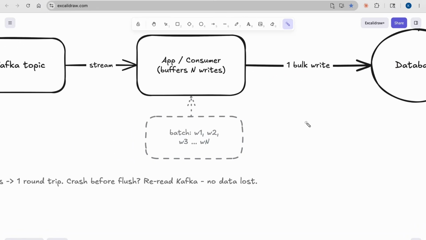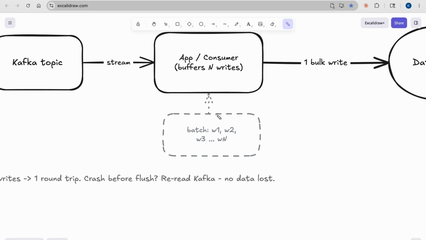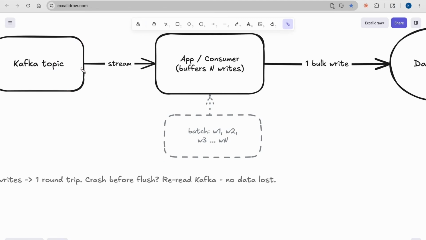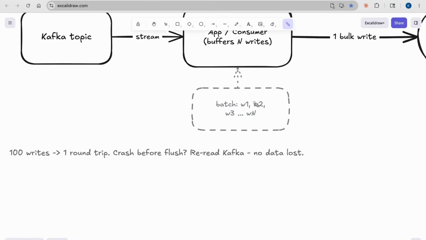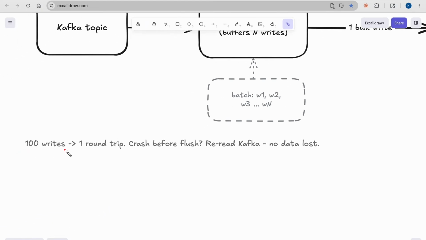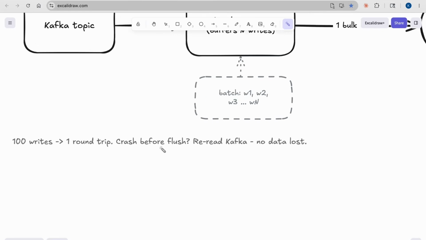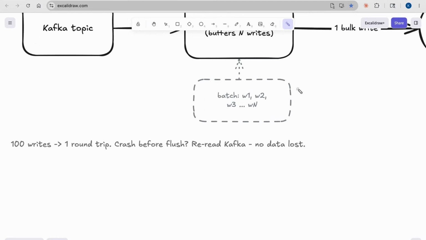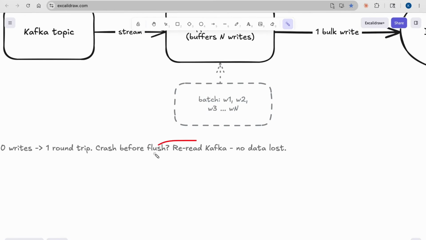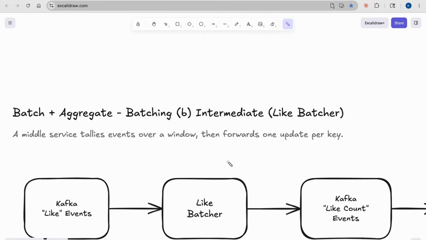Even here, if the application crashes, we can reread from the Kafka topic, and this ensures that we haven't lost any data. So basically we have reduced 100 writes to one round trip, and before flushing into the database, as I mentioned, we can reread Kafka and do the same thing. That is the application layer I discussed.